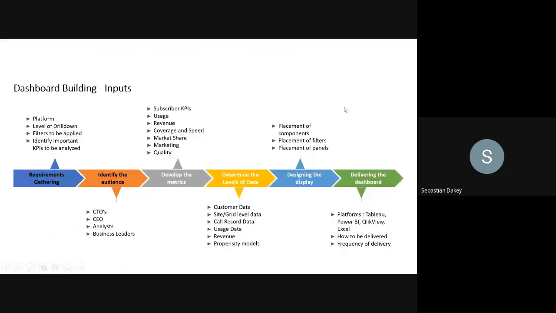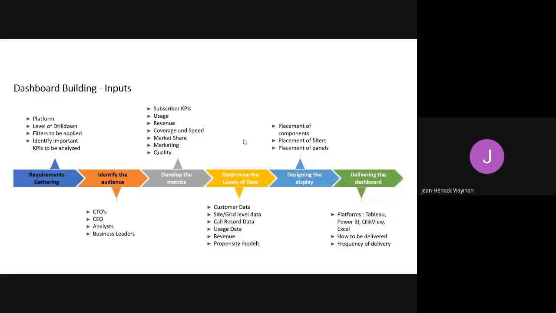Yeah, thank you. So now how do you actually determine the level of data? Then you have to have some input here, exactly like customer data, like cell or grid level data, like call record data, like usage data, like revenue, like propensity models. So this is exactly what we need when we are working with a telecommunication company, for example.